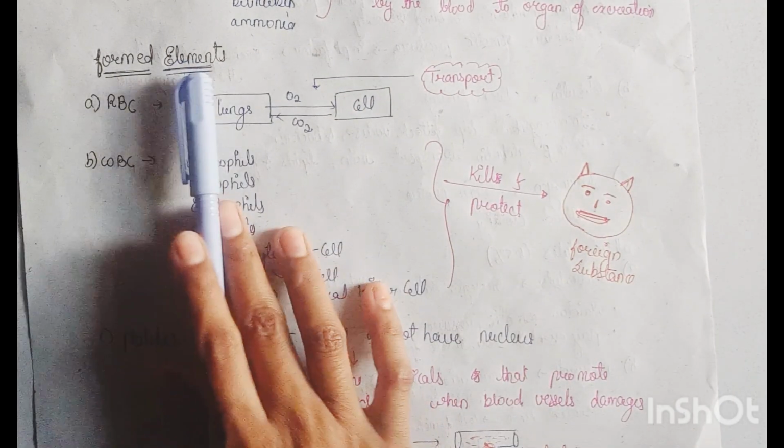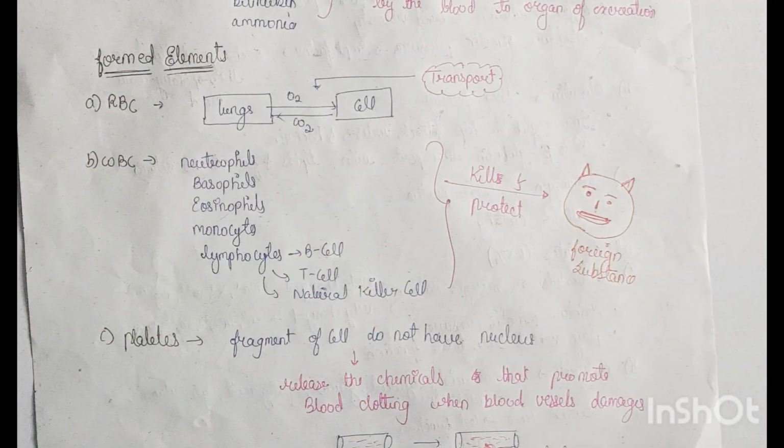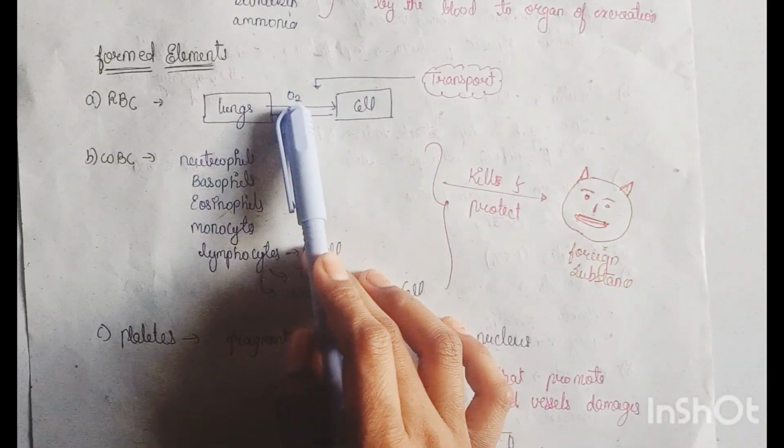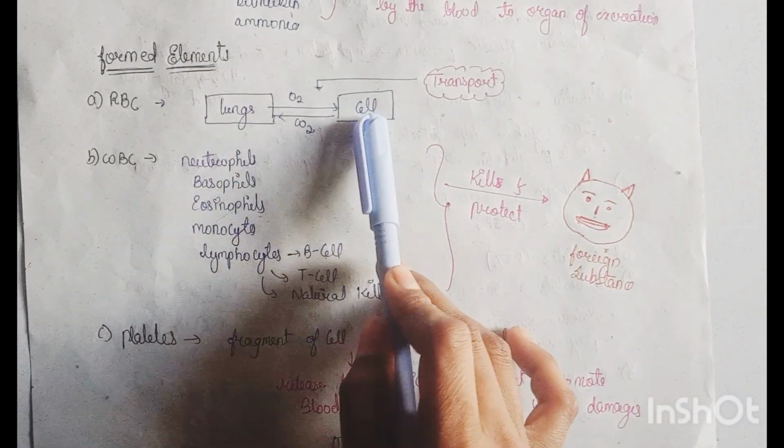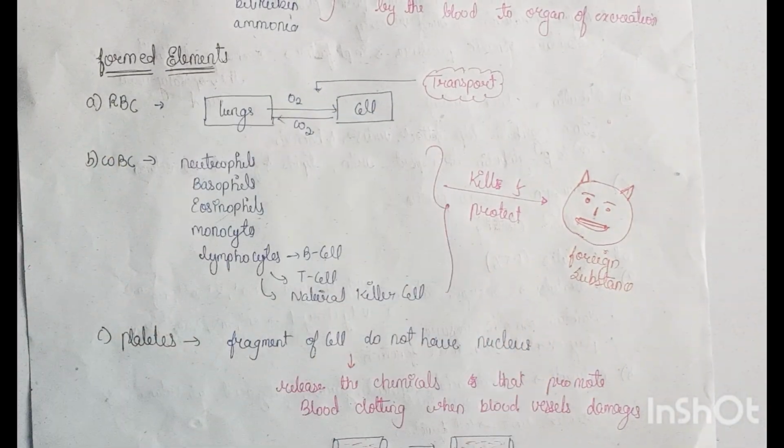Now an overview of the formed elements. First are the red blood cells. They transport oxygen from the lungs to the cells and transport carbon dioxide from the cells to the lungs. So this is the function of the red blood cell.